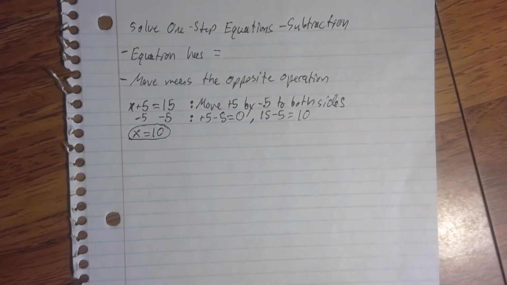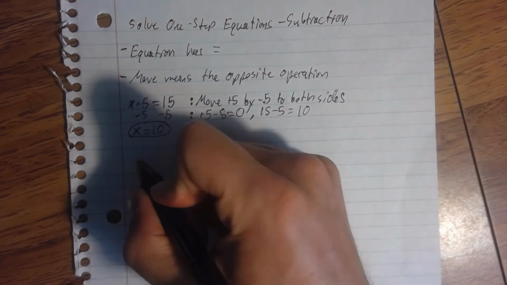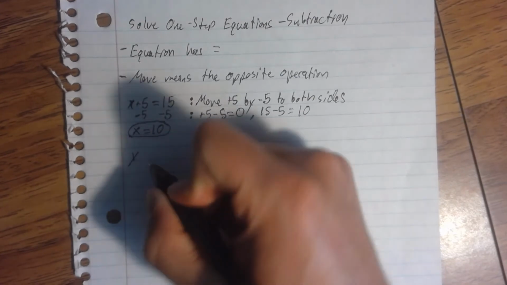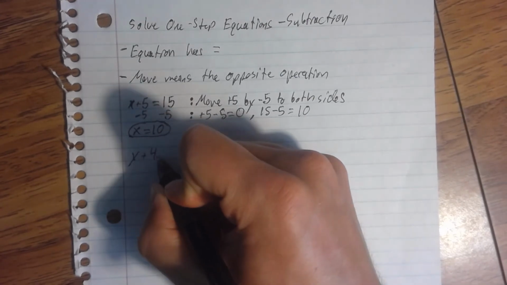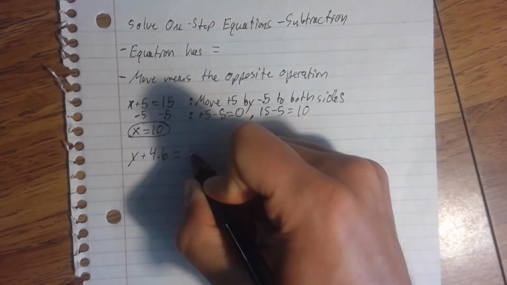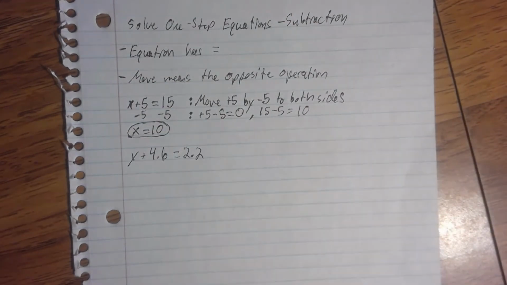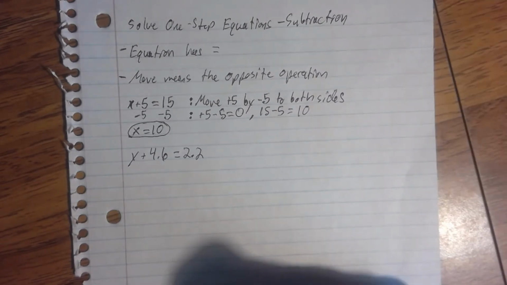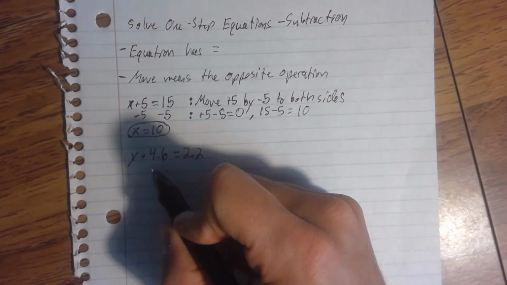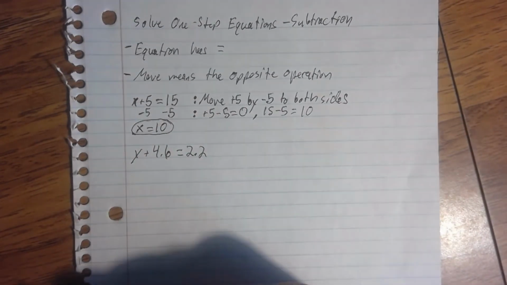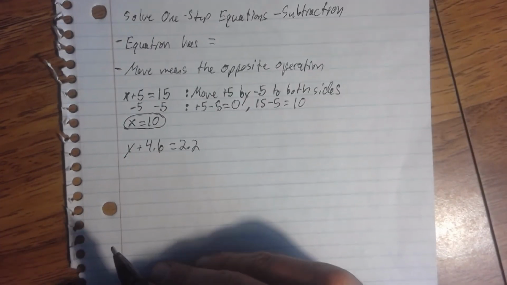Now let's do one with some decimals. So we've got y plus 4.6 equals 2.2. So remember, variables can be basically any letter you want them to be. Normally they're x, y, a, or b.